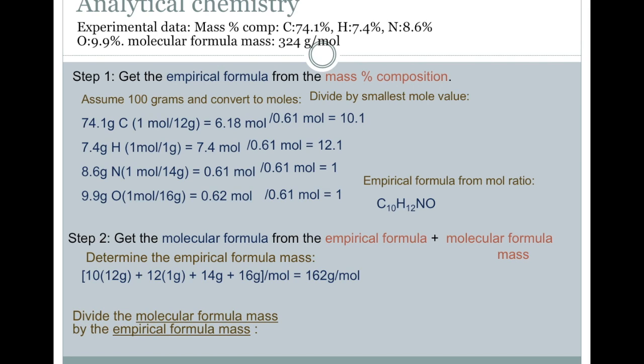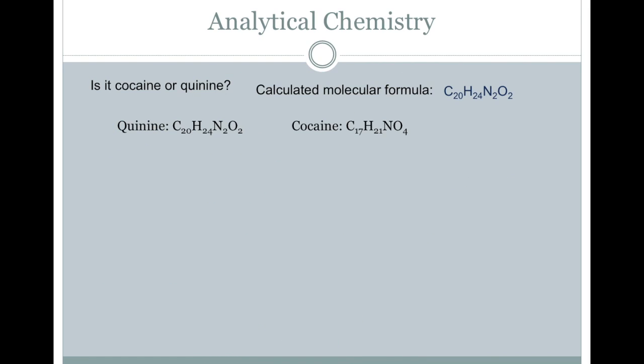And then we already in the lab calculated experimentally the molecular formula mass. That's 324 grams per mole for the molecular formula mass, divided by the empirical formula mass, which we just determined, and then we get a ratio of 2. So now we're going to multiply each of our subscripts in the empirical formula times 2, and we end up with C20H24N2O2. So the big question is, is it cocaine or quinine?